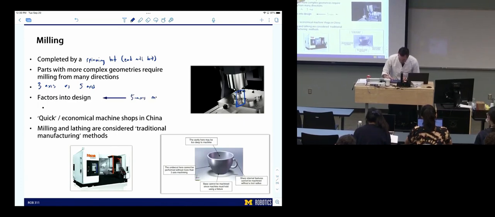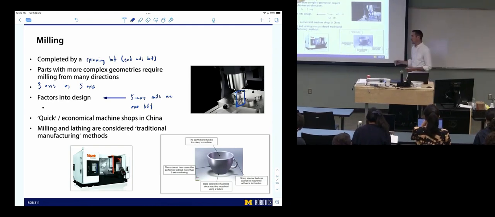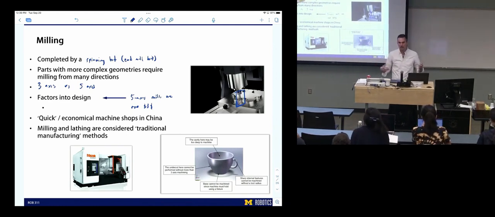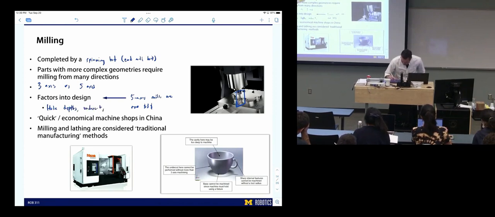5-axis mills are more expensive. So a part made on a 5-axis mill is going to be more expensive than a part made on a 3-axis mill. This is an example of a multi-axis mill here. That's kind of what they look like now. They're like these little rooms almost. So you have to watch hole depths, undercuts, radii.